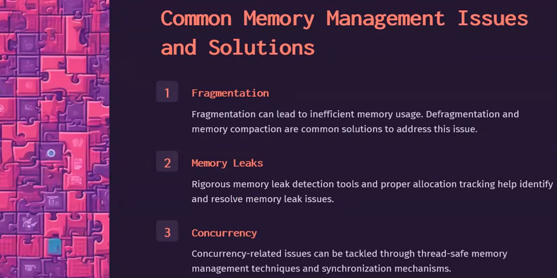Now, common issues and solutions of memory management. One is fragmentation, which is a very important thing. Fragmentation is the wastage of memory when you allocate any process. Those fragmentation issues have to be properly handled. Then memory leaks: there must not be any memory leaks. The other thing is concurrency. Concurrency issues must be tackled in a safe manner.